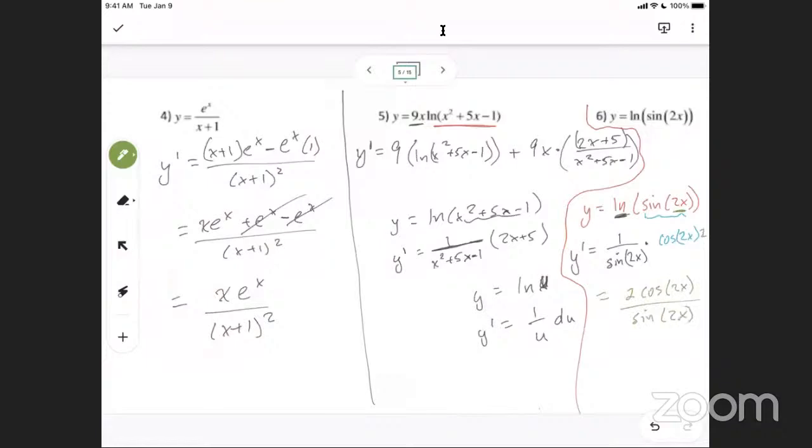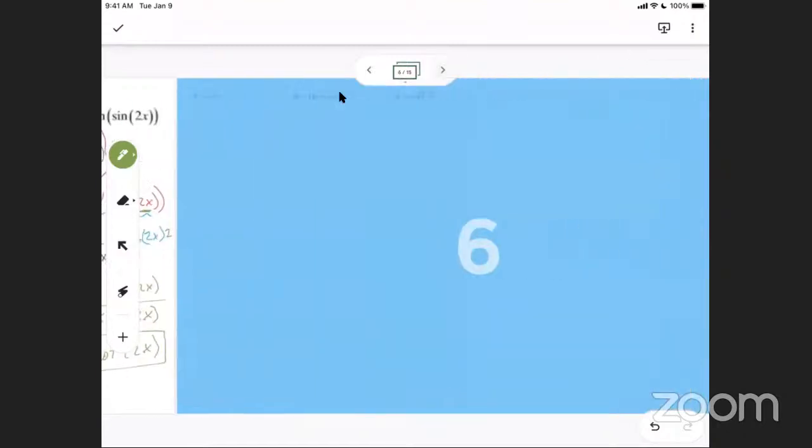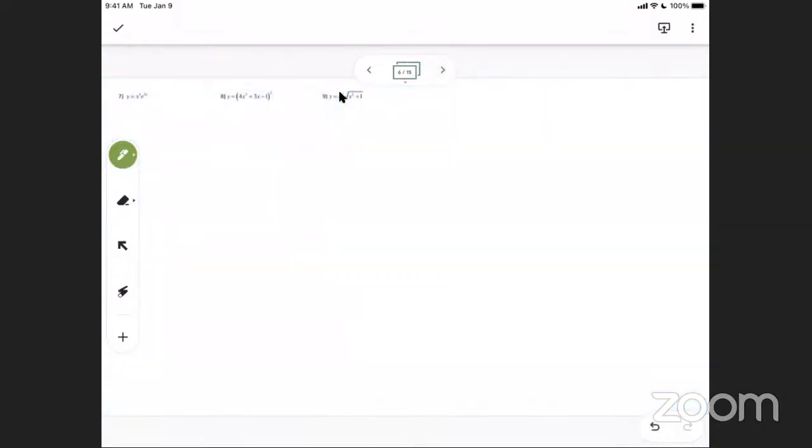And cleaning it up even more if I wanted to, what's the cosine over the sine? It's cotangent. That's right. So really, I could just write 2 cotangent of 2x. And that is another way you could write the answer. That would be a little bit simpler. That's what he put down. Yeah, 2 cotangent. Makes sense how we did that? Yeah. All right. Next.